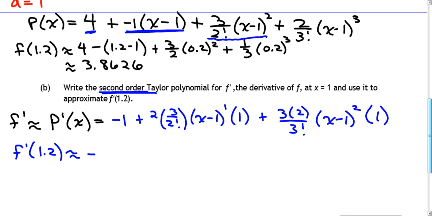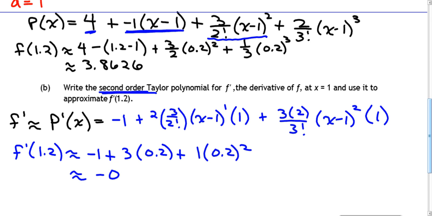So that will be negative 1 plus, this should simplify to 3, and again 1.2 minus 1 is 0.2. Looks like this term simplifies to a 1 times 0.2 squared. And we could then pick up our calculator, and I got this as negative 0.36.